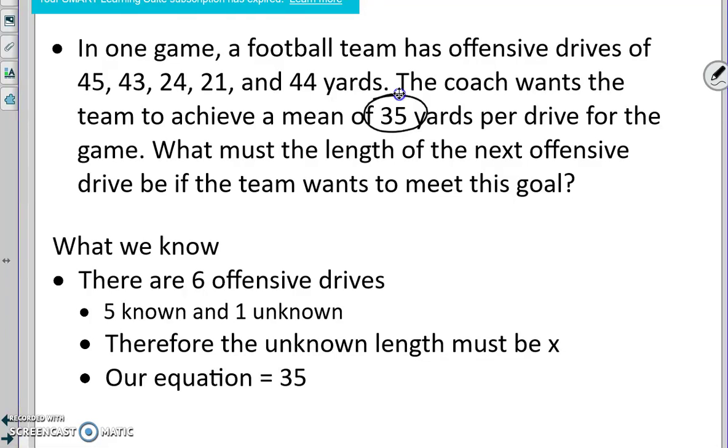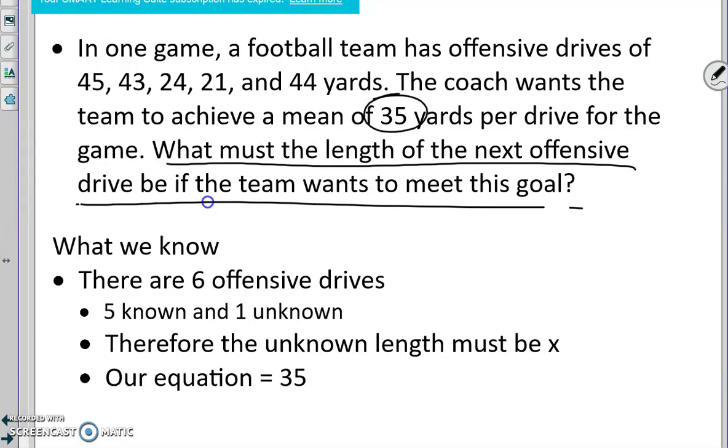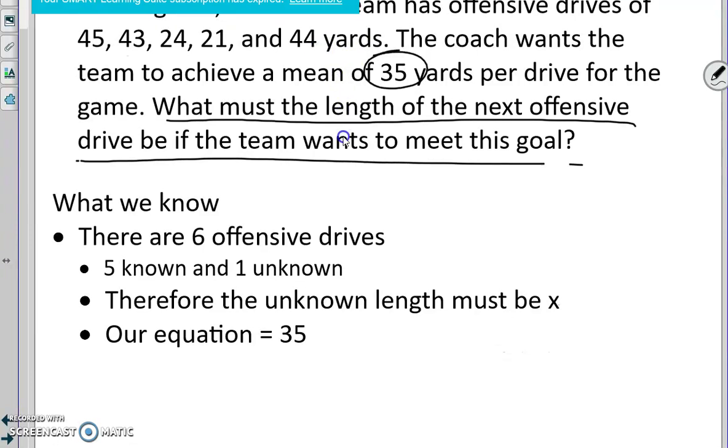Does that make sense? They gave you these drives, 45, 43, 24, 21, and 44. The coach wants the team to achieve a mean of 35 per drive. What must the length of the next offensive drive be? So how many drives are there? Robert, there's 1, 2, 3, 4, 5, plus the unknown one.